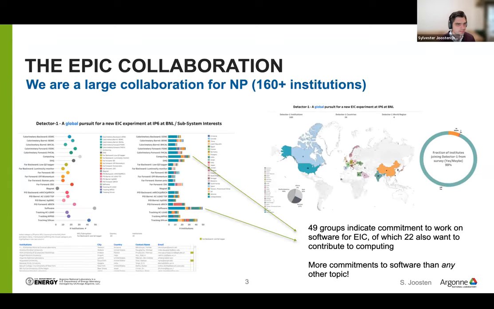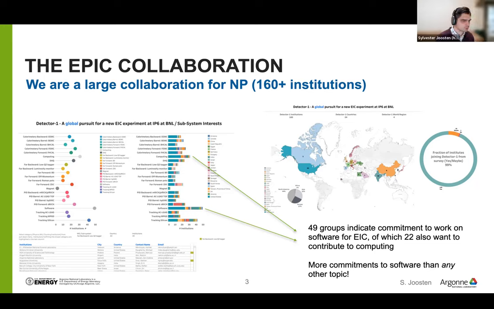So what is the EPIC collaboration? The EPIC collaboration right now is working on the only experiment supported by the project for the Electron-Ion Collider. It's for nuclear physics, a large collaboration. So currently, or at least half a year ago, it was over 160 institutions. And I know we're continuously growing, so we're probably larger than this at this point.